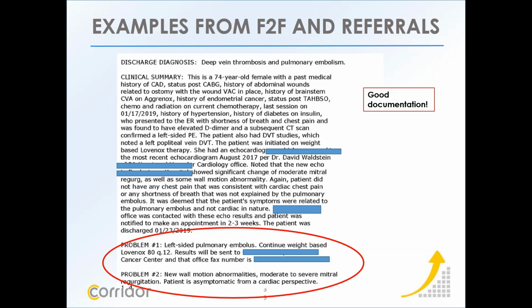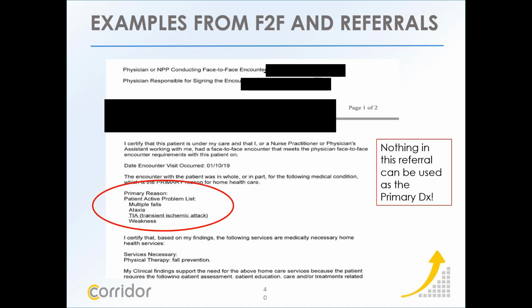We have a history of diabetes, on insulin. It even goes further to specify that it is a left-sided pulmonary embolism. We're continuing weight-based Lovenox. So it gives you more information about what the patient has and what kind of care they're going to be needing ongoing. So good documentation there. That's the type of stuff you really want to be looking for and expecting from our providers. Next slide, please.